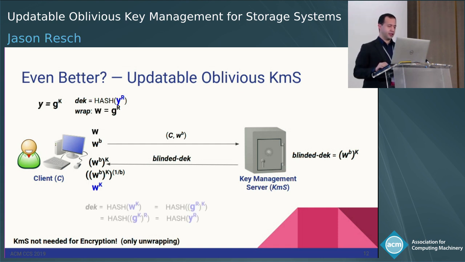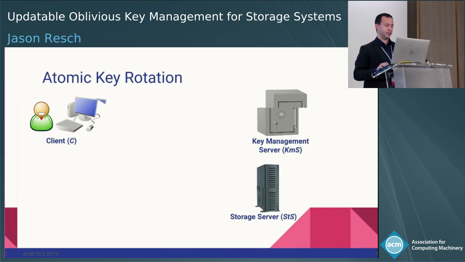And the reason that it gets the same DEC is that W, if you recall from the above definition, is G to the R. So what we've computed is G to the R to the K, which of course equals G to the K to the R. And G to the K was Y, so we've really, W to the K is the same as Y to the R. We've recovered the same key. So this can vastly reduce load on the KMS if you have a write-heavy or encryption-heavy workload, such as in archival use cases. And there's still other advantages.